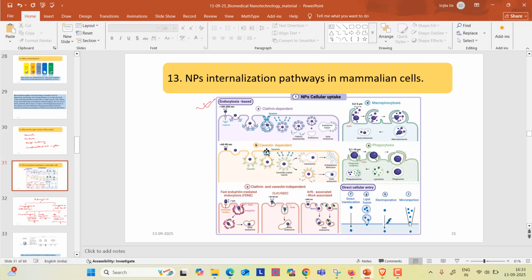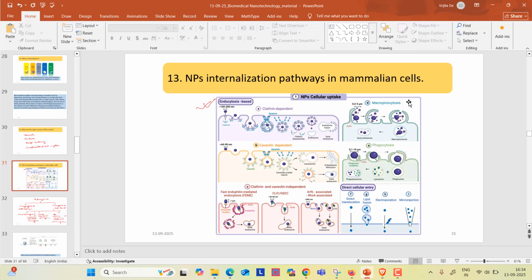Next one is the caveolin dependent. Similarly, here also a caveolin layer will form. Same way, the caveolin coated vesicle will be formed, and then the caveosomes will happen here, and they will release the particle. Clathrin caveolin independent pinocytosis is a different kind of fast endocytosis. How can you see there? This is CLIC and GEEC. This is the other molecule associated endocytosis.